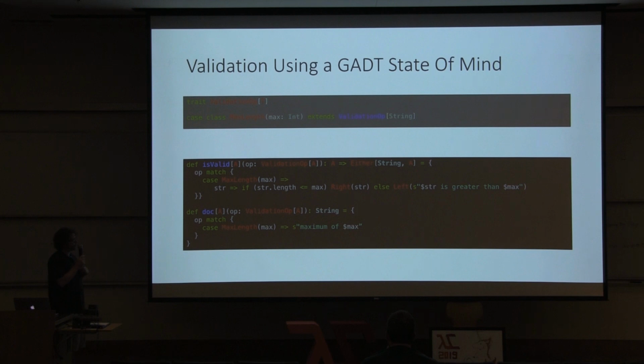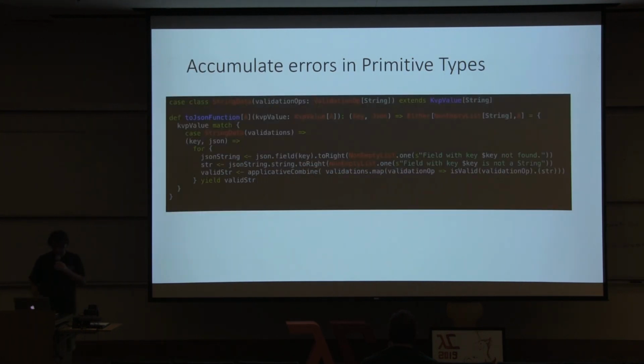So for is valid, our return type is A to either an error, or we can just return the original type. And so for max length, we know the input's going to be a string. We then do the validation, and then for the documentation case, again, we're just returning a string here, and so then all we need to do is return a description of the data, maximum of max. Okay, and so if we go back to our interpreter, this is our string data.